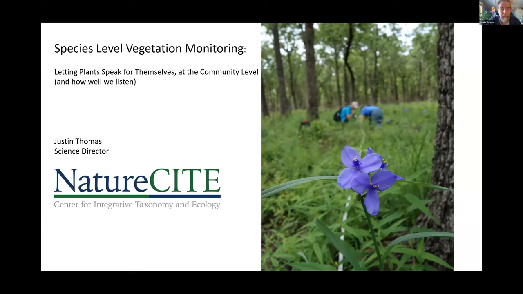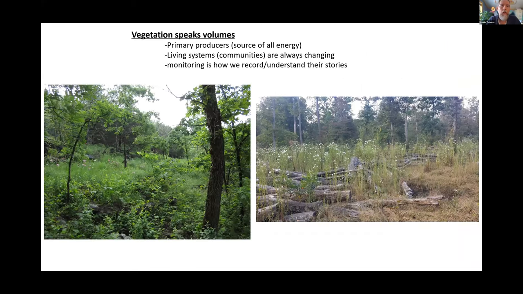Things like what Alan's doing with the Flora of the Southeast really make it a lot easier. The better we can identify things, the quicker we can identify things, and the more we can get a handle on ecological concepts, the easier this Venn diagram of two very different worlds, taxonomy and conservation, starts moving. Vegetation speaks volumes.